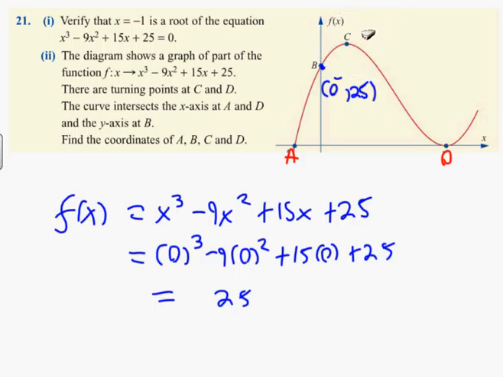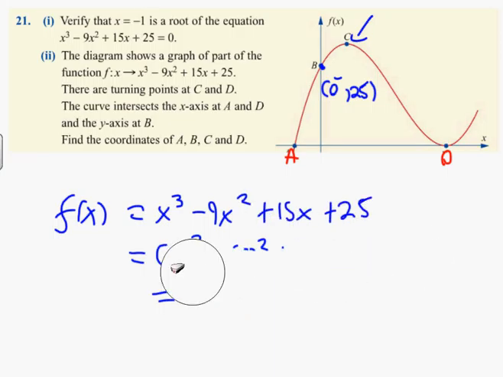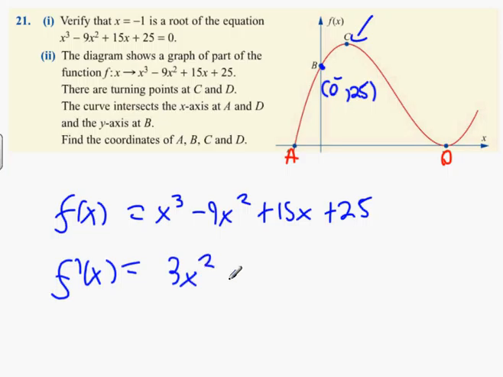Now, next thing. You're asked to find the turning points, aren't you? So, when you're asked to find a turning point, which is at C, do you differentiate for turning points? If it says turning point, how many times do you differentiate to find the turning point? You differentiate once to find the point. You differentiate twice to see if it's a maximum or a minimum. Perfect.